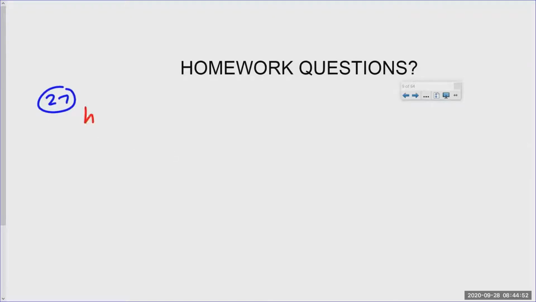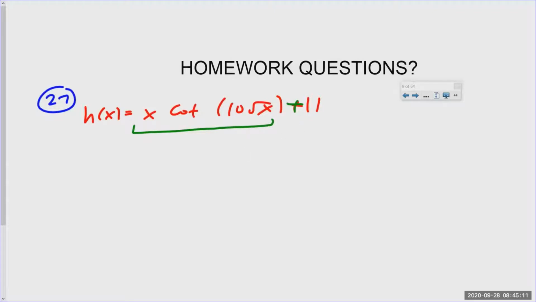And I have h of x is equal to x cotangent of 10 square root of x plus 11. All right, you may or may not see it, but this is a yay problem because you've got a plus sign here. So all I'm going to do is take the derivative of this, whatever it is, and then add it with the derivative of 11. Guys, what's the derivative of 11? 0. So I'm good with that, right? It's going to be something plus 0. So let me just take the derivative of this.